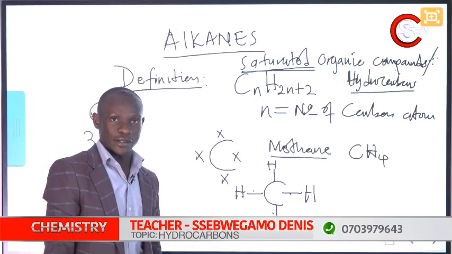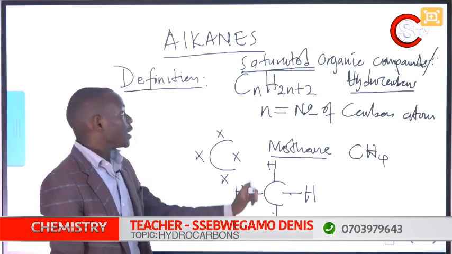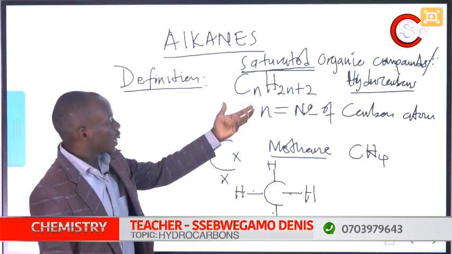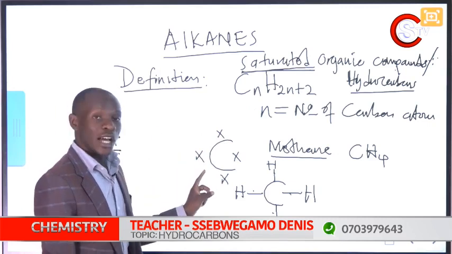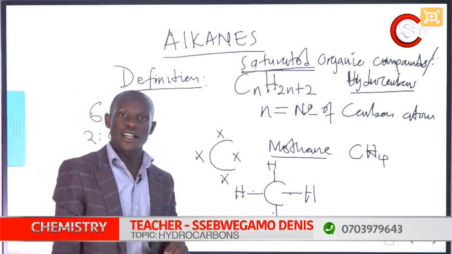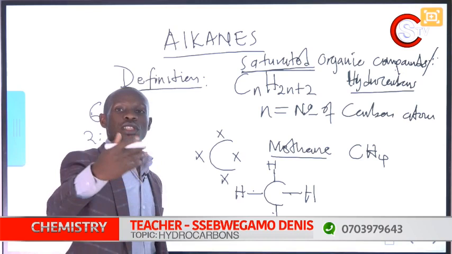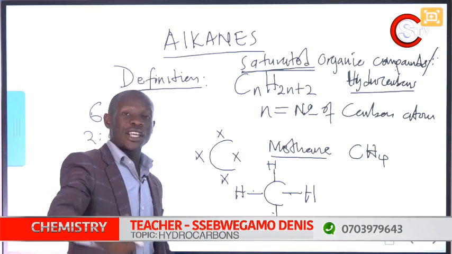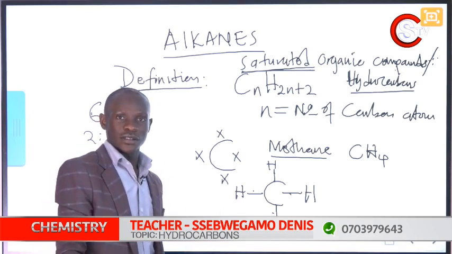So they are saturated. And what makes them to be saturated, we have said, the carbon atom uses all its 4 valence electrons to bond with others, sharing with others.